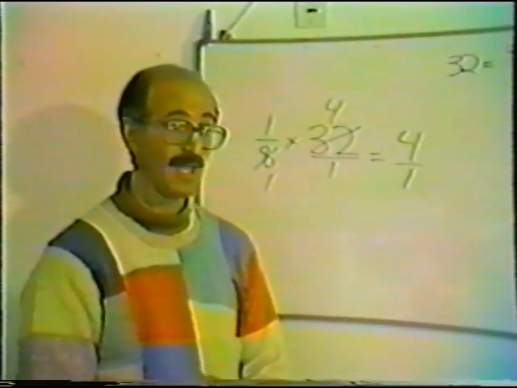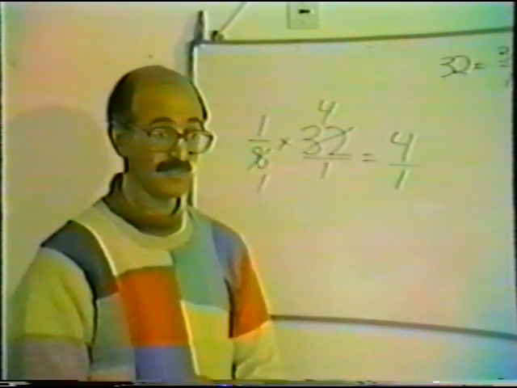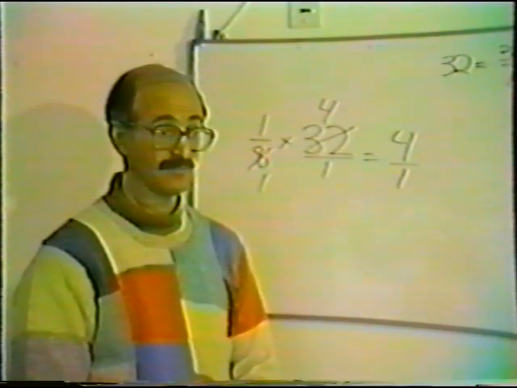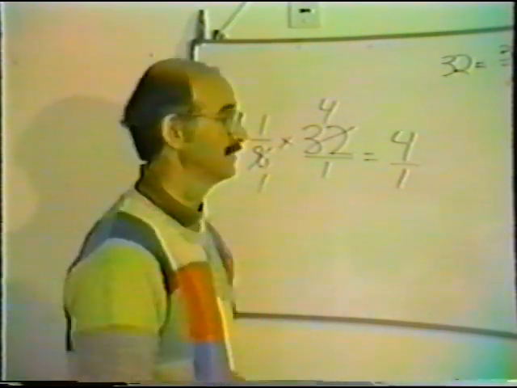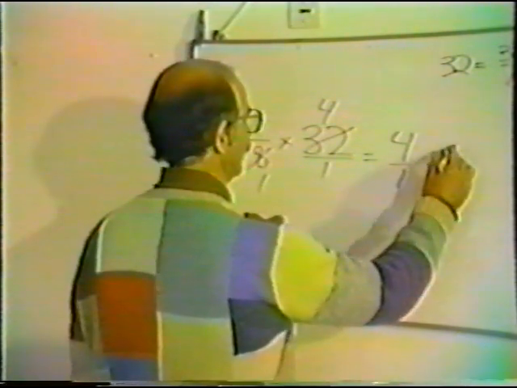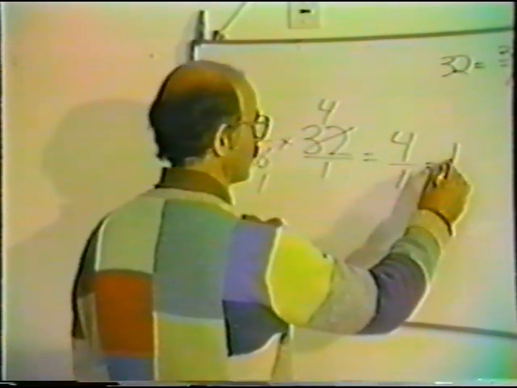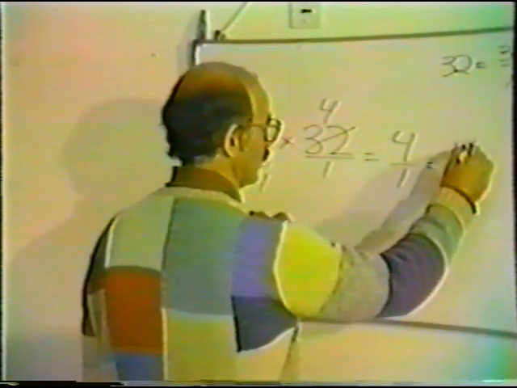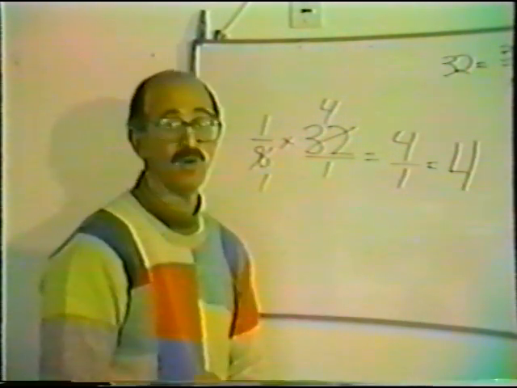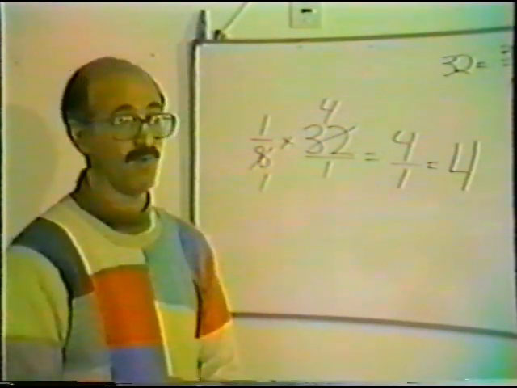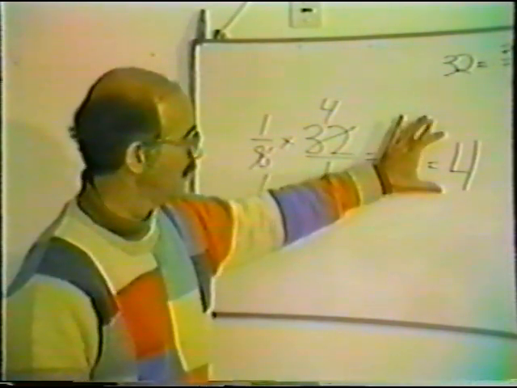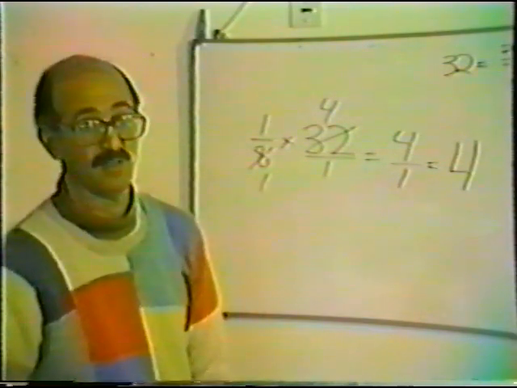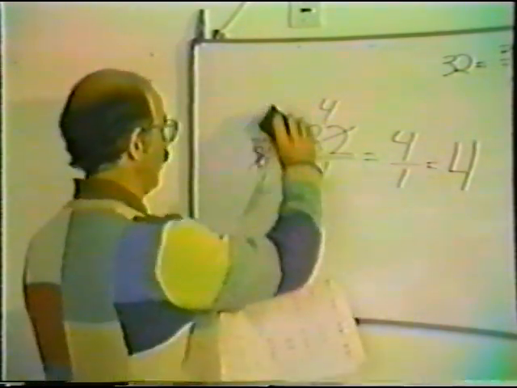Do we like that as an answer? No. Why not? It's improper. 4 over 1 is the same thing as just plain whole number 4. And that's our answer, and we write it large to fill up the whole space. The answer is 4.